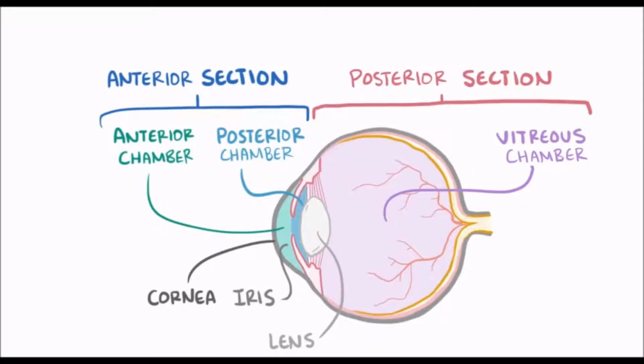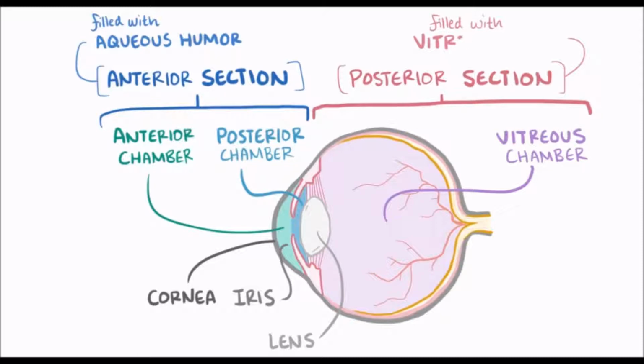Typically, each of these chambers is filled with fluid. The chambers in the anterior section are filled with a liquid called aqueous humor, and the posterior section is filled with vitreous humor.